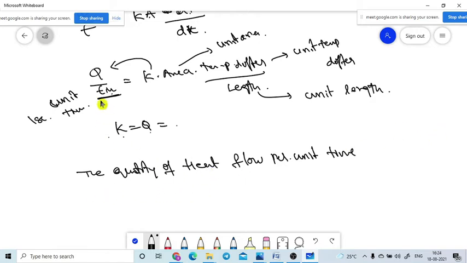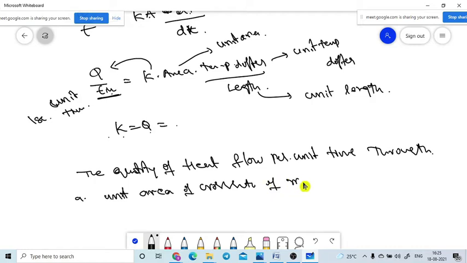So the quantity of heat flow per unit time. So the quantity of heat which is flowing through a unit time, through a unit area of cross section of a material, when the sides of the material are at unit temperature difference.